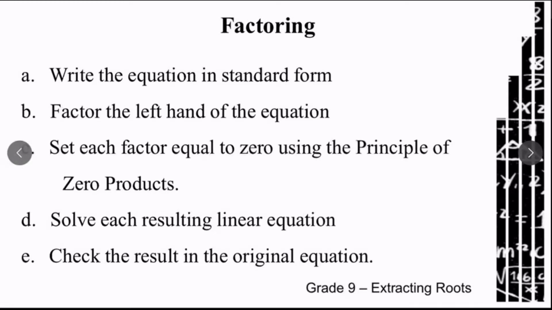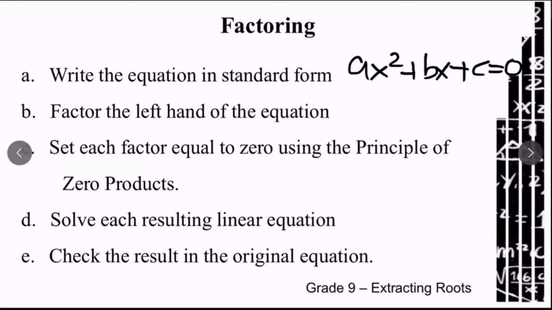First is write the equation in standard form. If we're talking about standard form, we are referring to ax squared plus bx plus c is equivalent to 0. So that is our standard form. And after that, letter B, we need to factor out the left hand of the equation. Therefore, all of the terms, all of our x values, numbers, or any expression should be positioned in the left part of the equation. And after that, we will be factoring it.